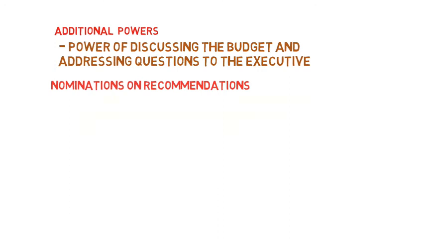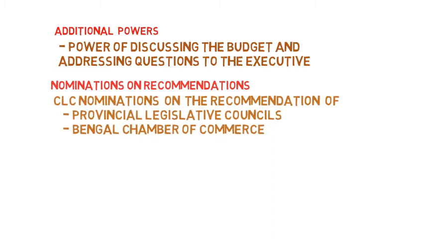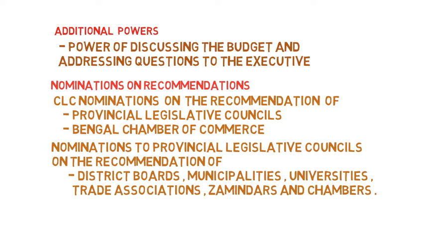For the Central Legislative Council, some recommendations were to be made by the provincial councils and the Bengal Chamber of Commerce. For the provincial legislative councils, nominations by the governors were to be made on the recommendations of district boards, municipalities, universities, trade associations, zamindars, and the chambers. Thus, the Act introduced some form of local representation based on elections. The term election was, however, not used.